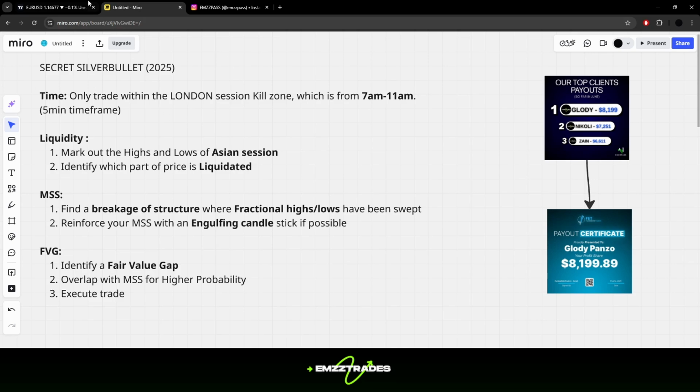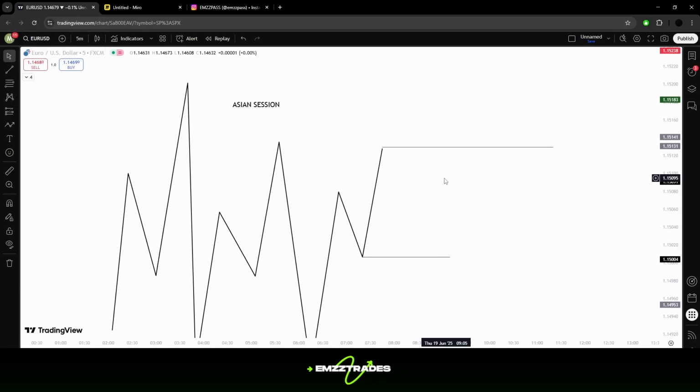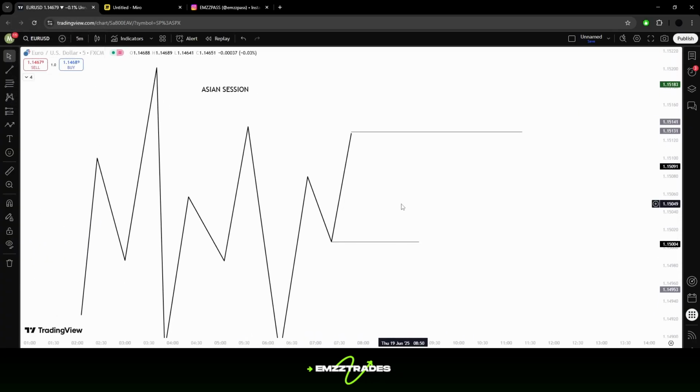And as soon as we do that, we need to find a break of structure where fractional highs and fractional lows have been swept, and then we can reinforce our market structure shift with an engulfing candlestick if it's possible. I'm going to be giving you guys the exact breakdown on the market structure shifts and how to actually identify fractional highs and fractional lows.